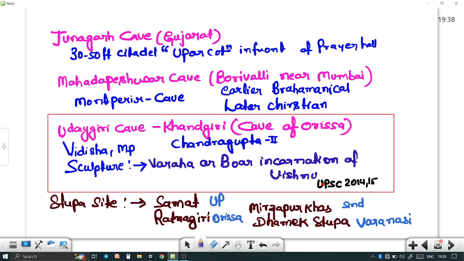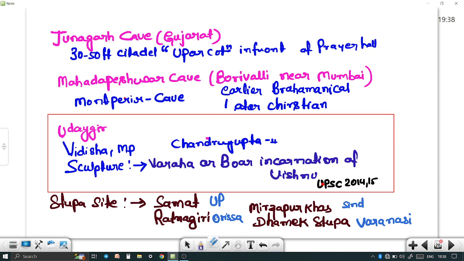It is located in Vidisha, Udaygiri. This Udayagiri cave is different basically. This Udayagiri cave, basically it is not that one. So let me write. This Udayagiri is different from that of the Udayagiri and Khandagiri.